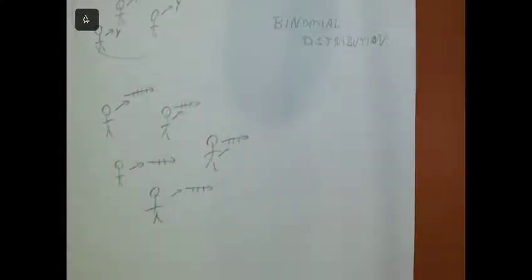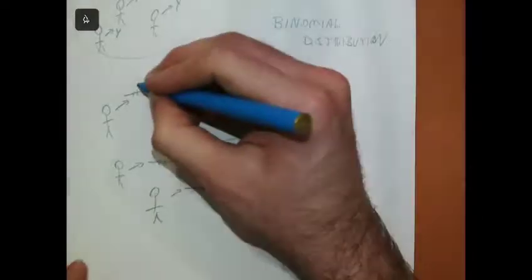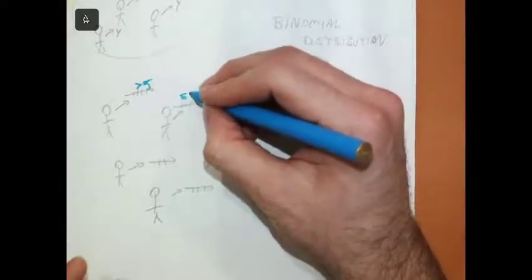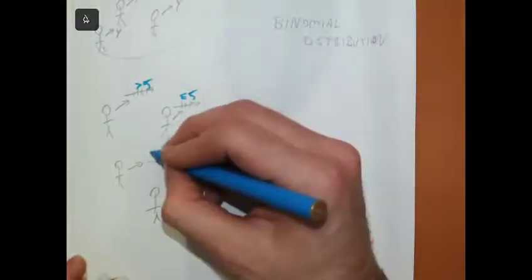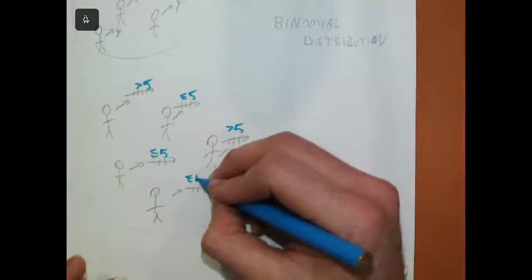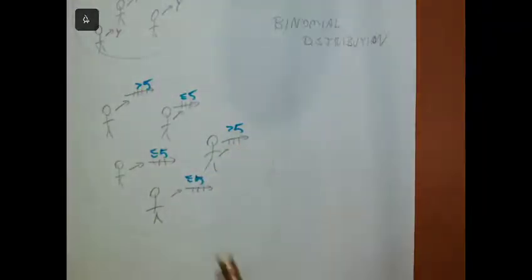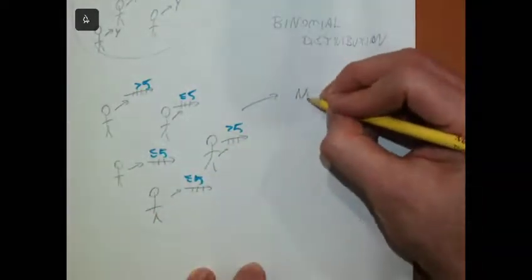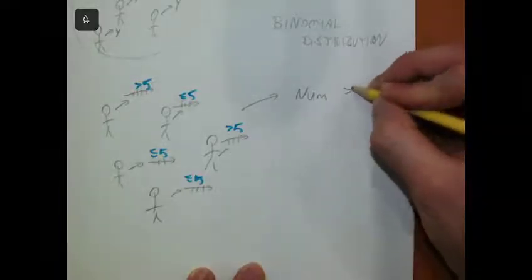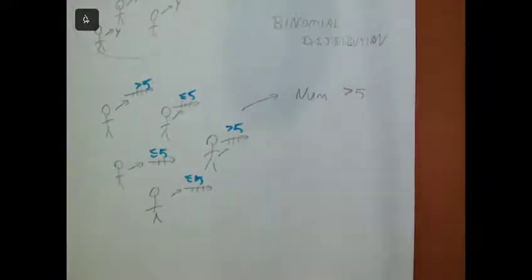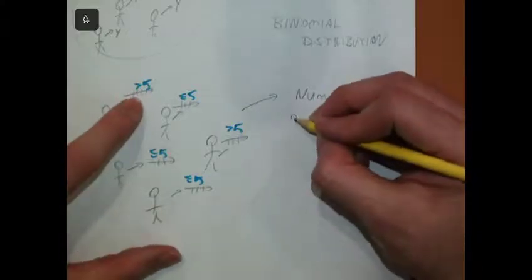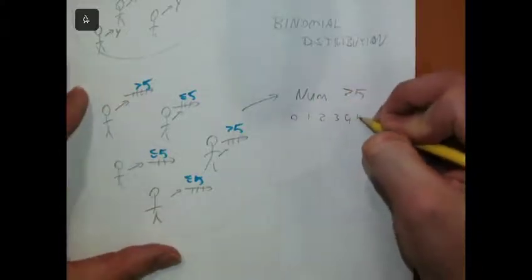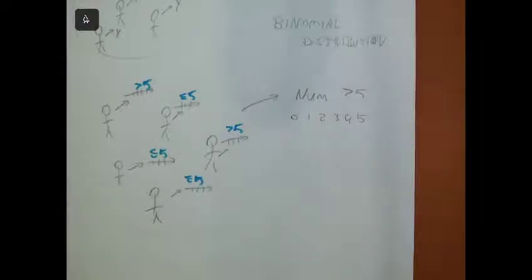And instead of recording the actual number for each person, we change that into, is it above or below some cutoff? So is it more than 5 for each of them? So this one's more than 5, this one's less than 5, this one's more than 5, this one's less than 5, this one's less than 5. And I might say, for the whole group, the number with more than 5, and now that's a binomial distribution, because I'm counting that we have 0, 1, 2, 3, 4 or 5 people who might be more than 5.